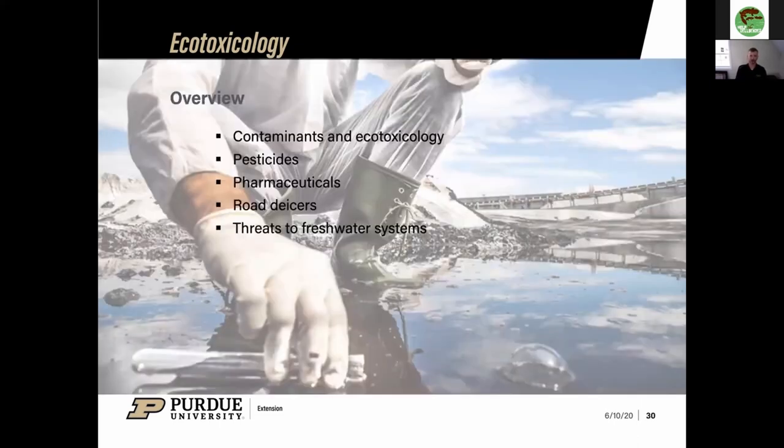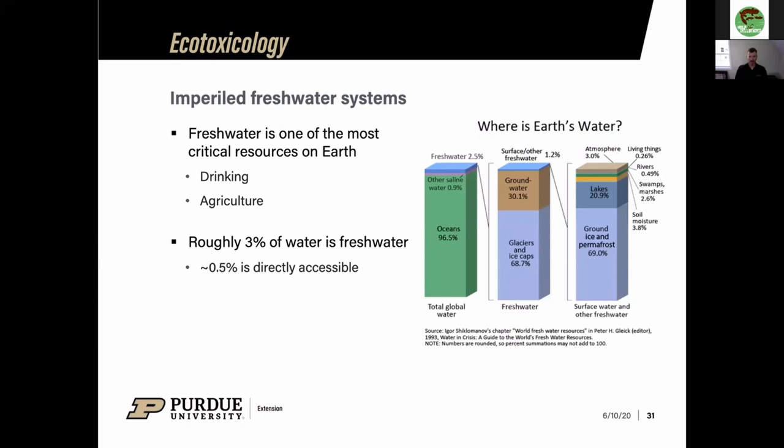Okay, so this brings us to the last focus, which is going to be general threats to freshwater systems. So for students, again, I like to underscore the fact that freshwater is extremely vital for our drinking as well as agriculture. So these are resources we depend on for a variety of reasons. But importantly, this only accounts for 3% of total water on the planet. And of that, only about 0.5% is actually directly accessible. What I mean by that is that's in a stream, a river, a lake, or a pond. The other portion of that freshwater is either in groundwater or things like glaciers and ice caps. So that's what this middle column is basically showing you here. So very little of that is actually directly accessible to us.